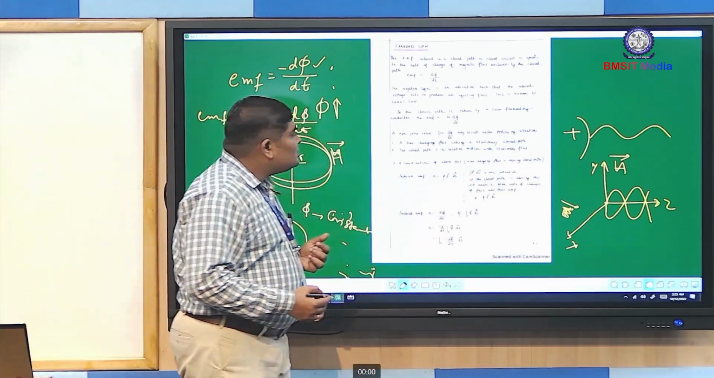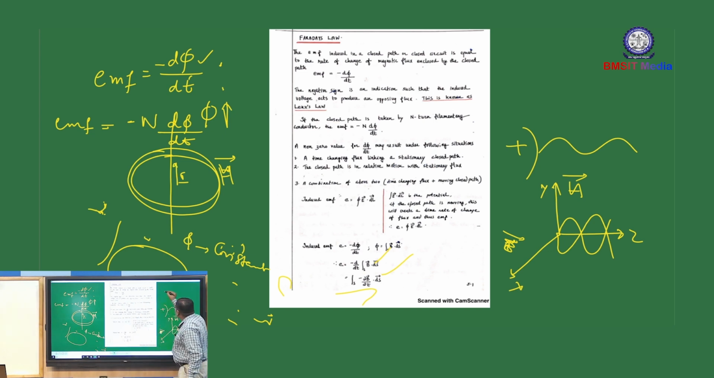So now what exactly is the induced EMF? E is equal to the closed line integral of E dot dl. What is E dot dl here? Earlier we discussed that the closed line integral of E dot dl is nothing but the potential V, or it can also be represented as E. That is why E is equal to the closed line integral of E dot dl here, right? So this is your induced EMF.